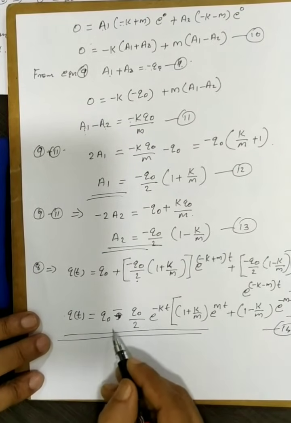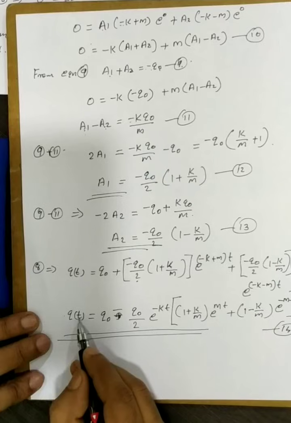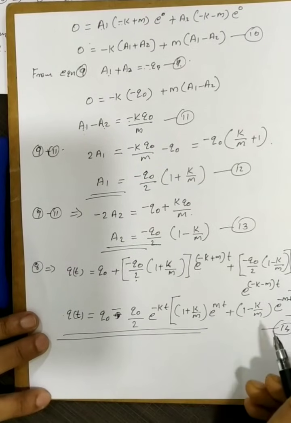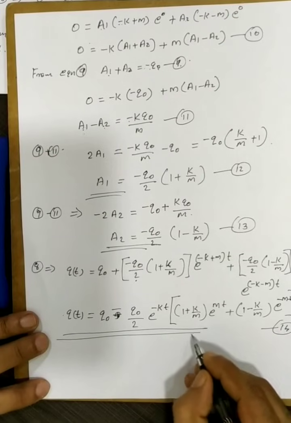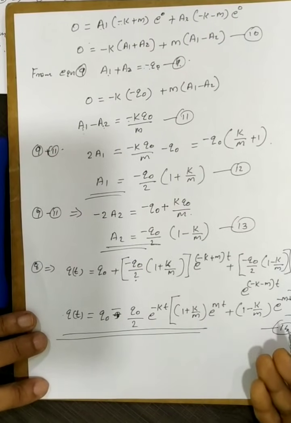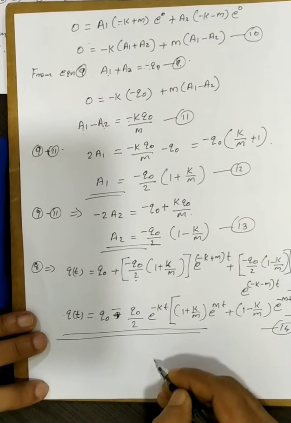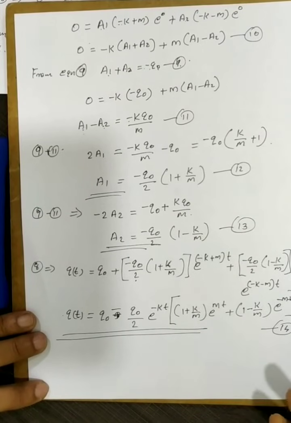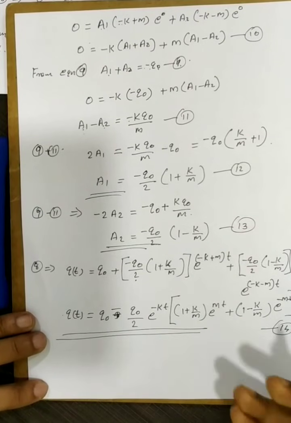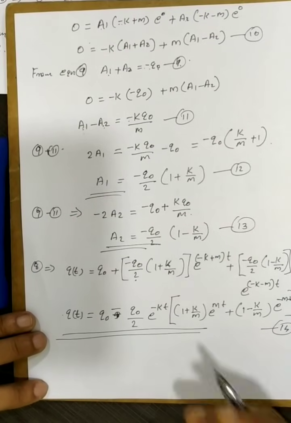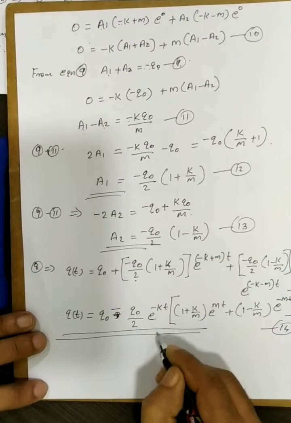So this is the general solution for the charge at an instant of time t on a capacitor which is discharged through an inductance and resistance. This is a general equation. As such, we will analyze it for three special cases: overdamped, critically damped and underdamped oscillatory. We will discuss this in the video.